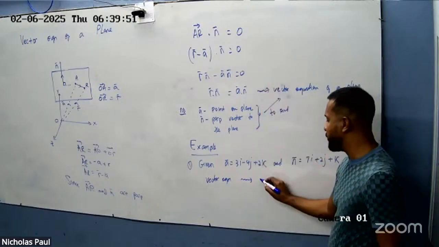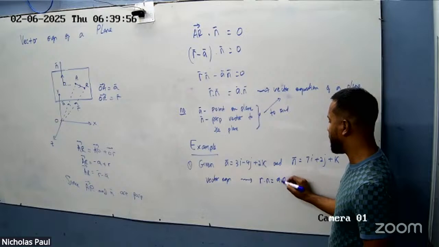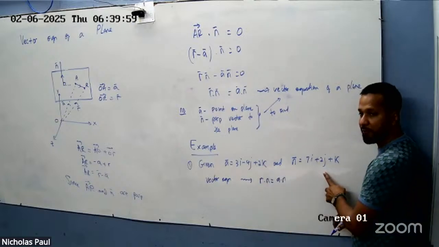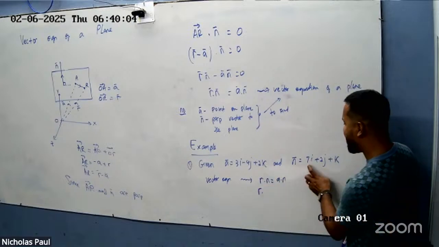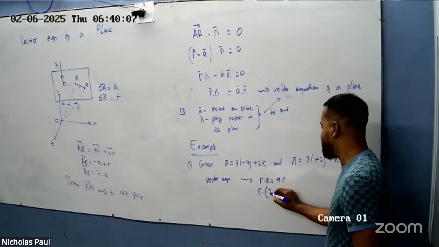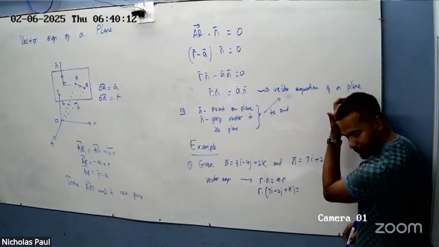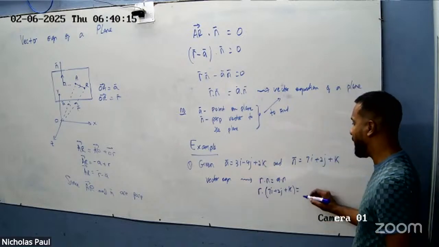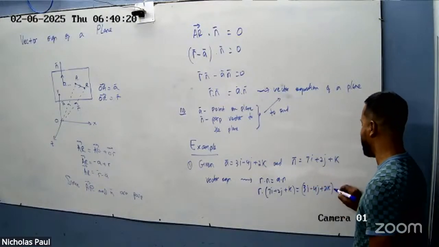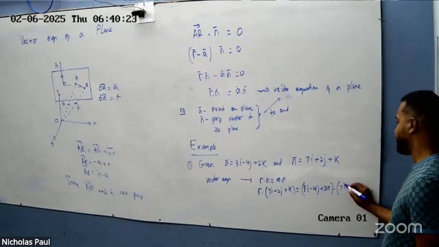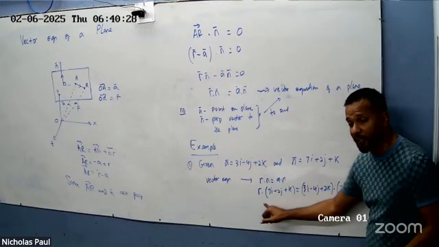So we're going to use R.N is equal to A.N. Here's A and here's N. So R.N, where N is 7I plus 2J plus K. And A is what? A is 3I minus 4J plus 2K. And you multiply it by N. That's okay? This is the vector equation of the plane.